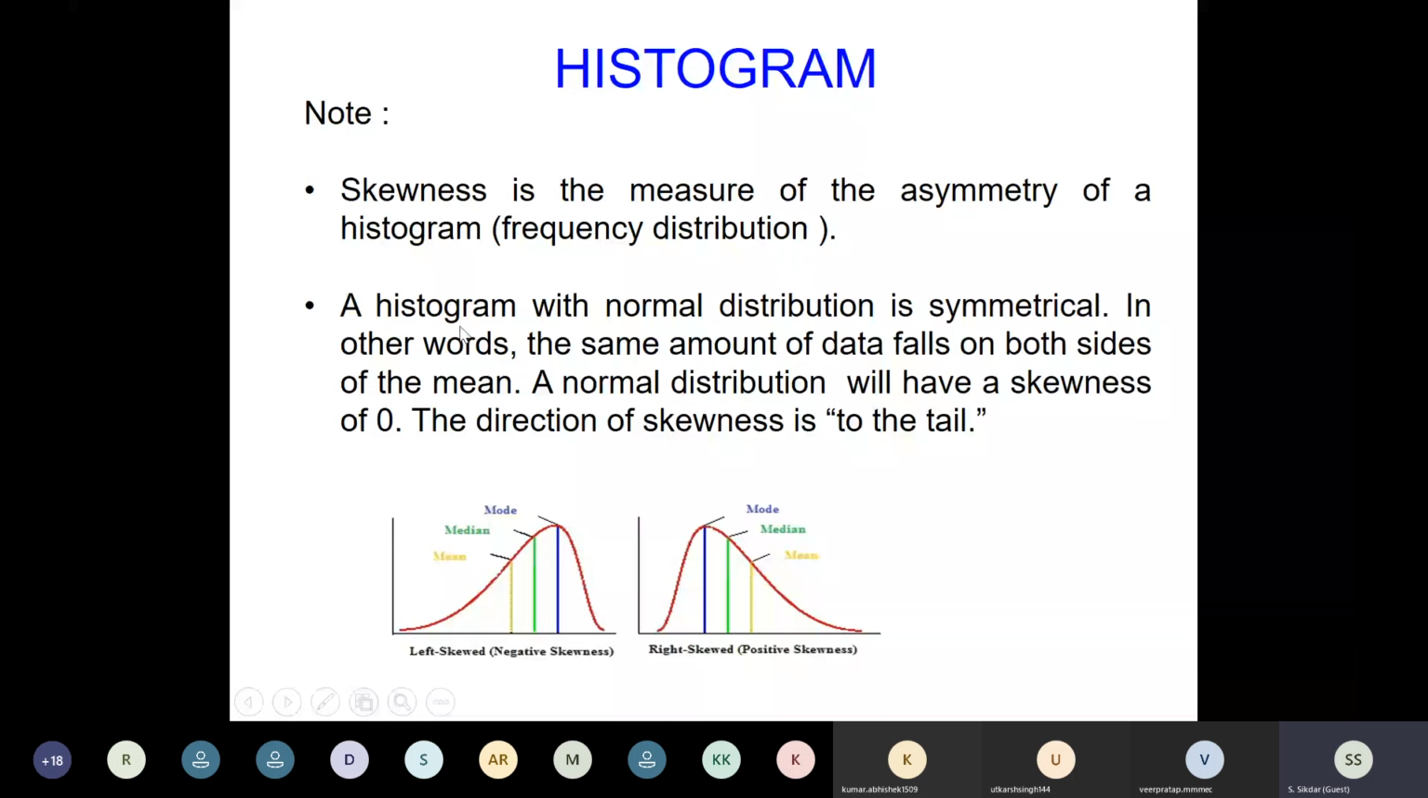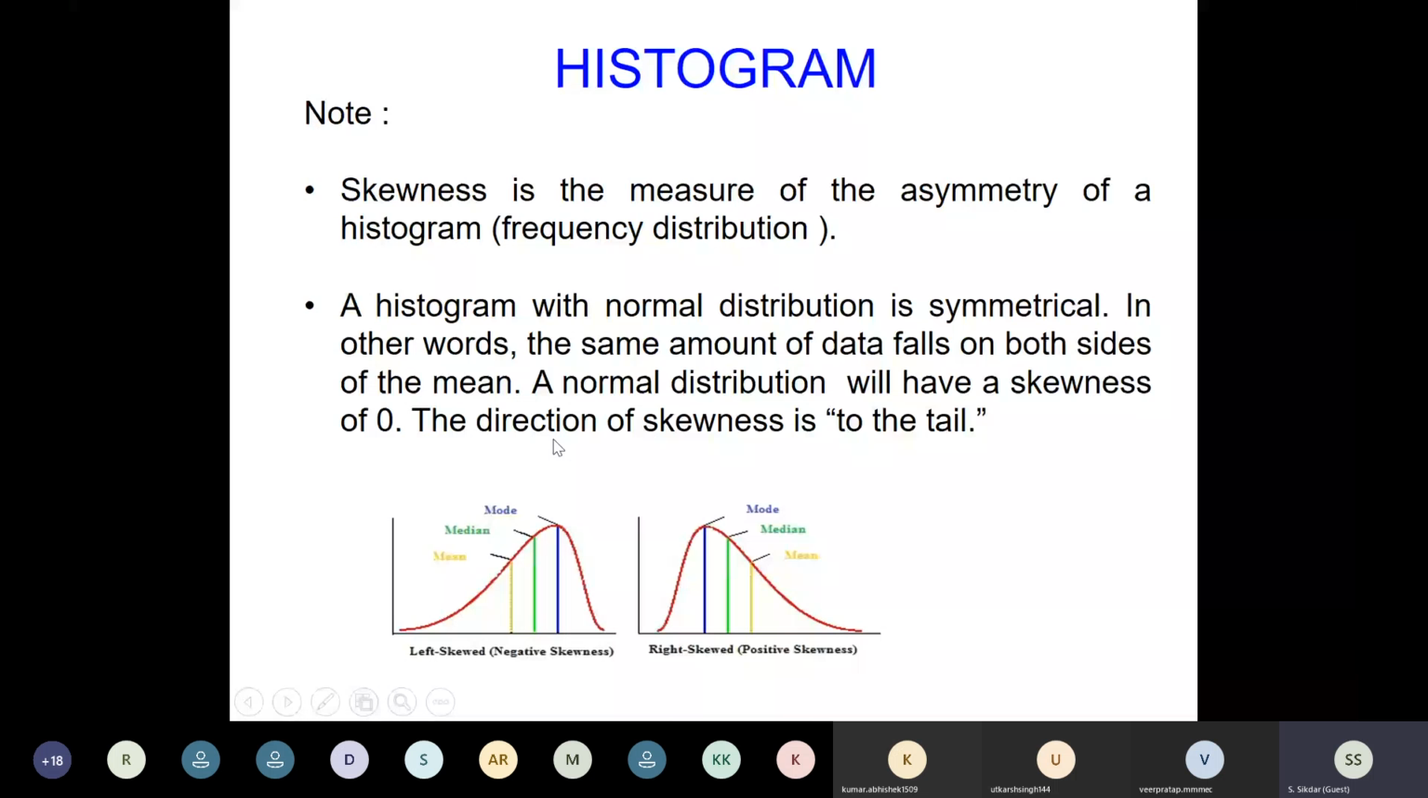A histogram with the normal distribution is symmetrical. So it is a perfect normal distribution, that means it will be symmetrical, with the same amount of data on both sides. But if it is left skewed, the amount of data on the left side is more. The direction of skewness is to the tail. A normal distribution will have a skewness of 0.